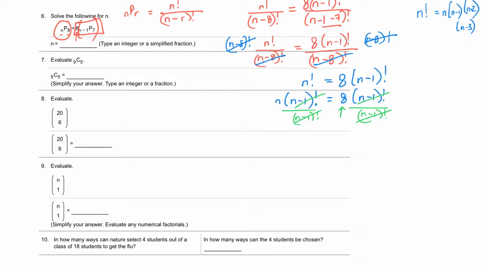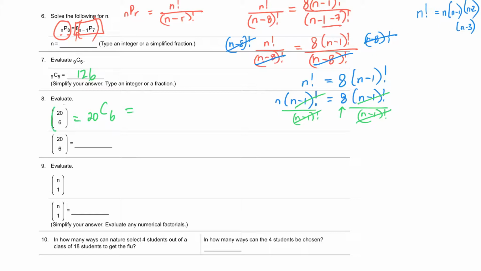And functions, I want nCr this time. And I've got to go 9, comma 5, 126. Okay, now this here, 20 and 6 below it, that's just another way of writing 20 choose 6.